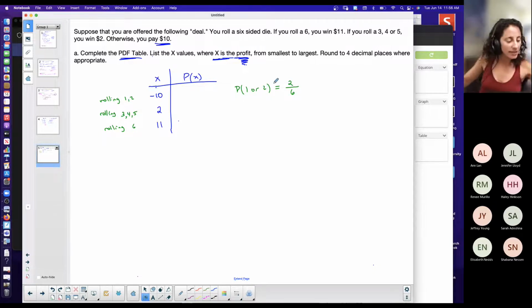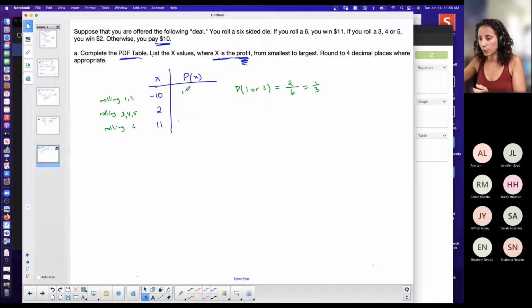Tell me if that makes sense. Now let me see if they want it in fraction or decimal form. I can't remember. Decimal, round to 4 decimal places. So this is 1/3, which is 0.3333. Okay?